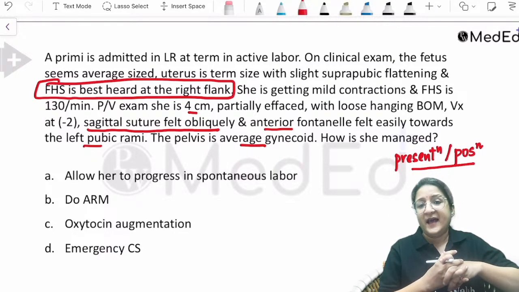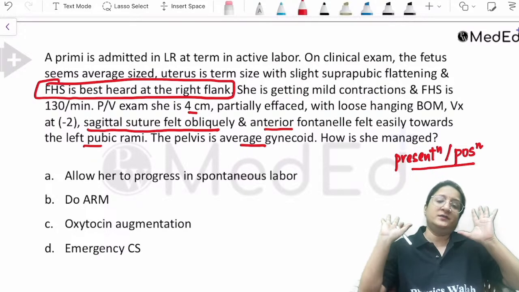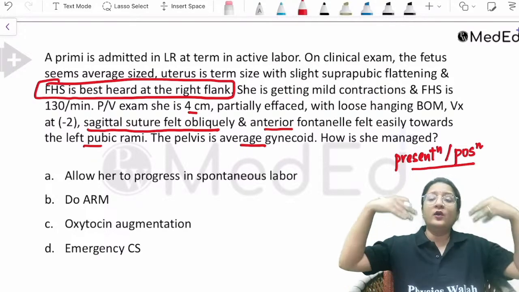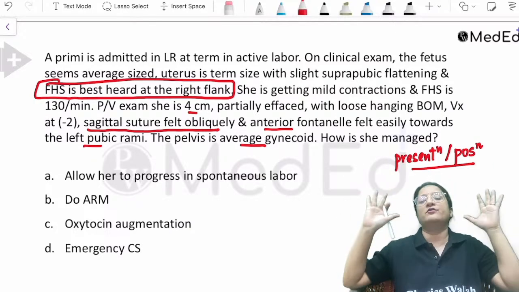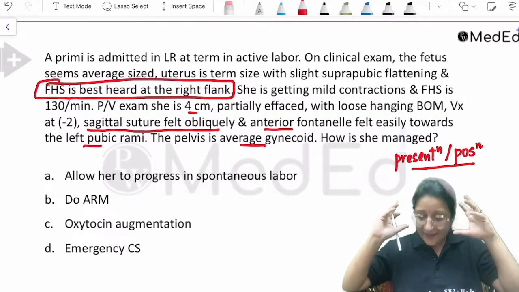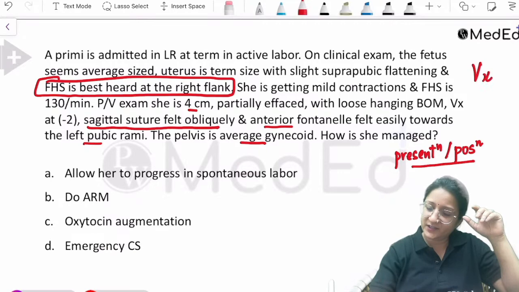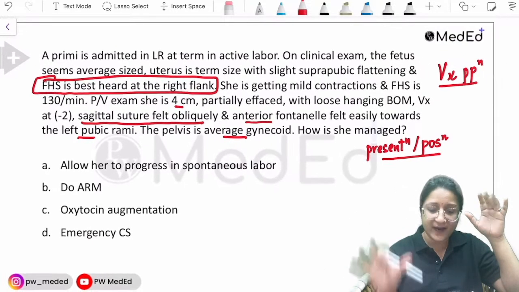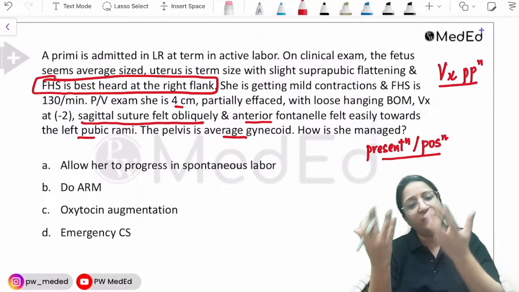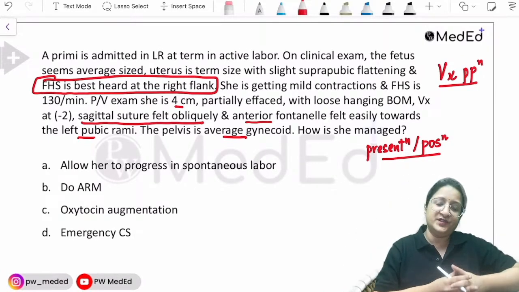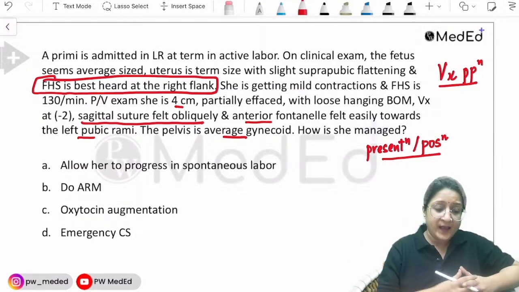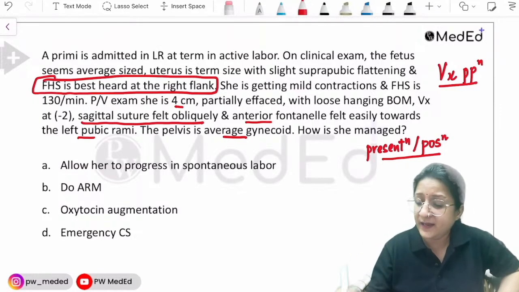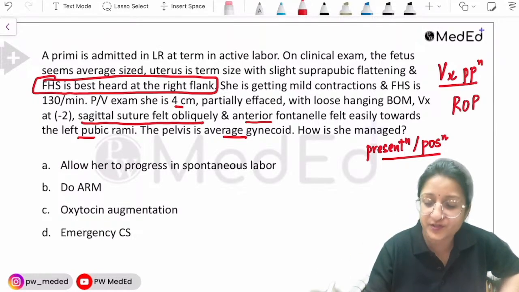Even if you don't know the position, at least we know it is vertex presentation. In vertex, it will either be occipito anterior or occipito posterior. In this particular situation, it is right occipito posterior.